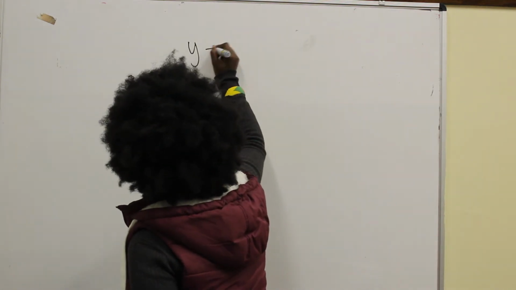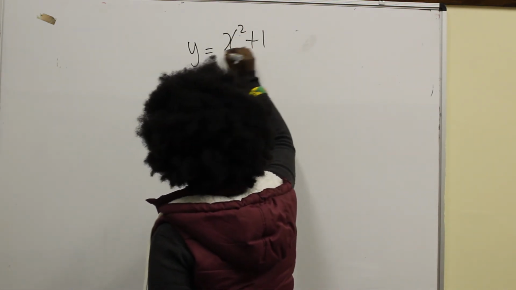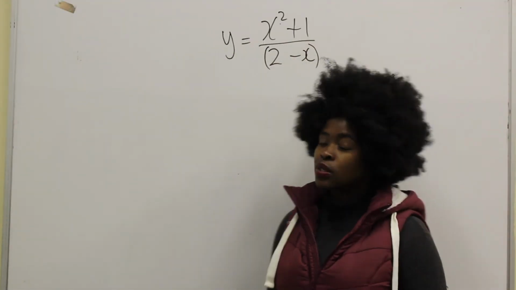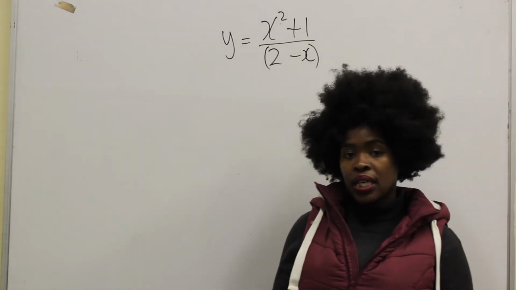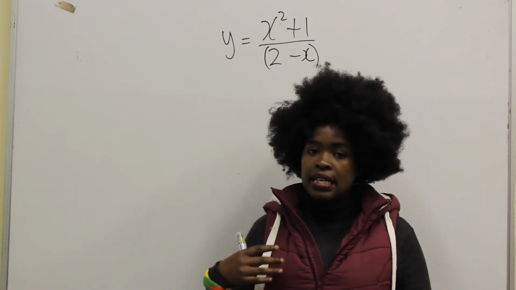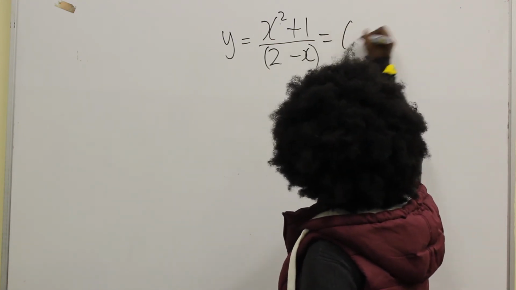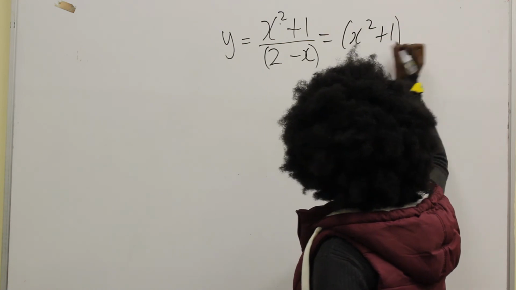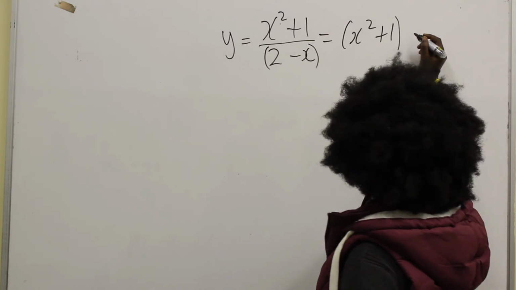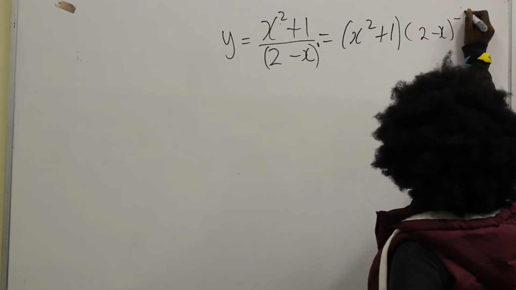Now it is the same problem but with the product rule. If you see y equals (x squared plus 1) over (2 minus x), solve the same problem as the previous question, but solve it differently, using the product rule. We change the quotient into a product by changing the fraction: the denominator goes to the top, and the power is 1, so we have (2 minus x) to the power minus 1.